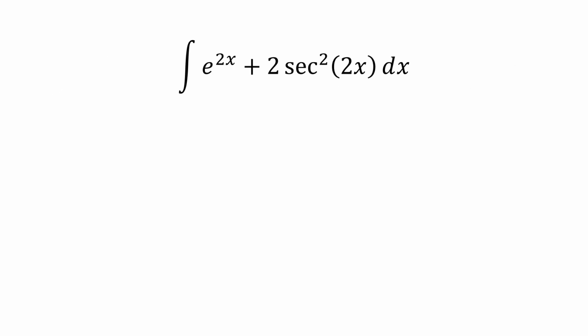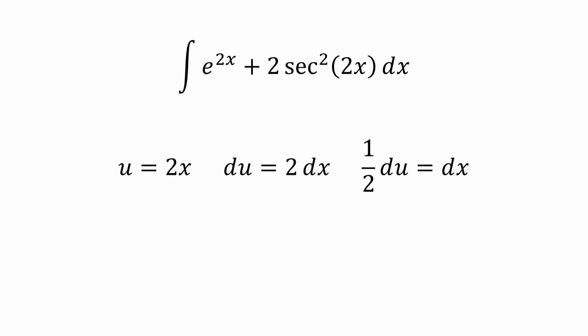We will begin by evaluating the integral of e to the 2x plus 2 secant squared of 2x dx. We begin by letting u equals 2x. The differential is then du equals 2 dx. Dividing both sides of the differential by 2 gives 1/2 du equals dx.